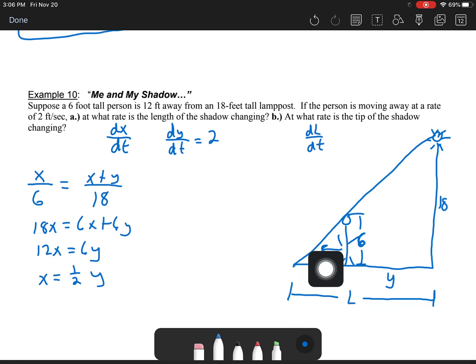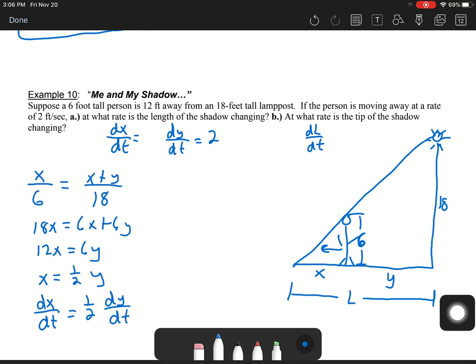All right, now with this equation, which is a relationship between the variables that I was given, I can take the derivative of this, which will give me dx/dt on the left side, and it'll give me 1/2 dy/dt on the right side. Okay, now at this point, what I'm trying to solve for part A is dx/dt. For part B, that's where we'll involve the other piece, but for part A, I want to solve for dx/dt.